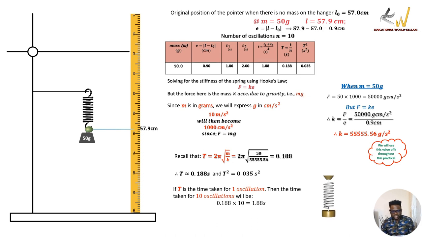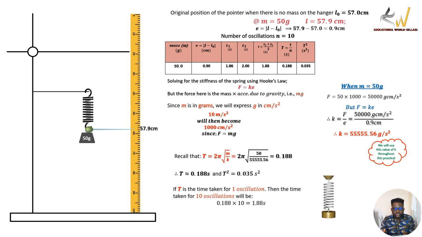Now someone will ask me, what of the T1 and the T2 that is there? T1 and T2 is simply 2, because we are supposed to perform this experiment actually. So we are supposed to perform the experiment 2 times and get an average of the time taken to complete 10 oscillations to avoid errors. This is a precaution to minimize errors.